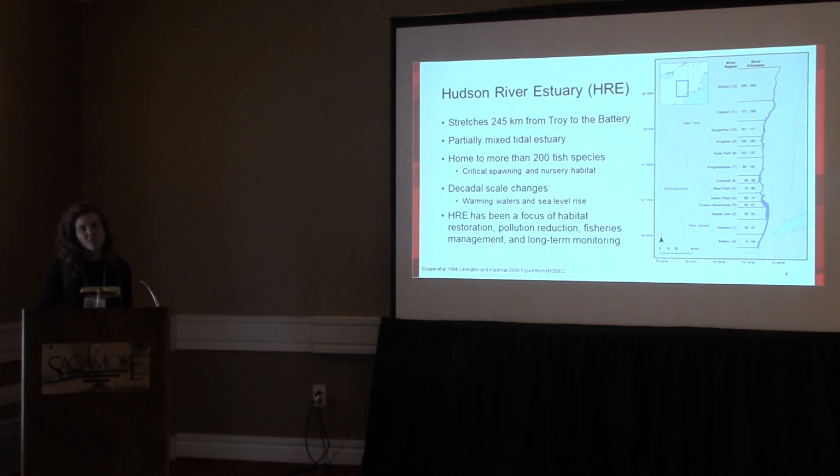It has been experiencing decadal scale changes such as warming waters and sea level rise. There's been changes to the precipitation and freshwater flow into the Hudson River. There's a history of pollutants and the invasion of non-native species. And so overall, it's a pretty dynamic ecosystem. And the Hudson River estuary has been a focus of habitat restoration, pollution reduction, fisheries management, and long-term monitoring.